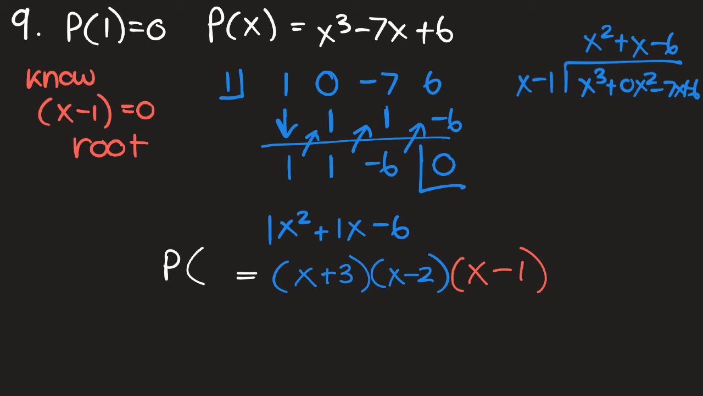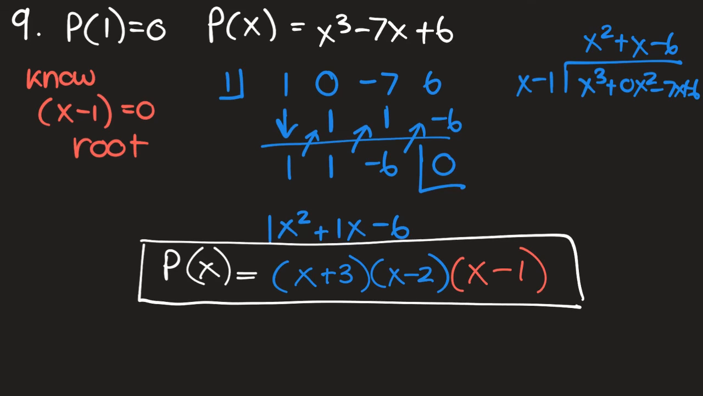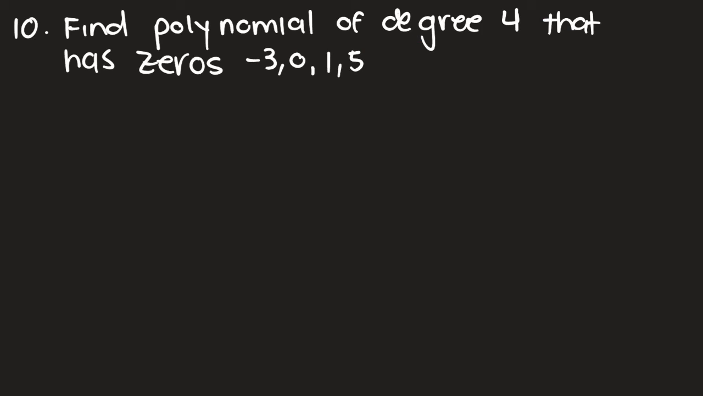This is the original p of x. And so, yeah, it just says factor the polynomial. There we go. So here's p of x. These are all my factors. Great. All right, and might as well just finish it up with number 10.